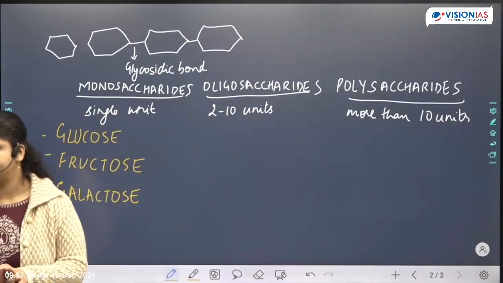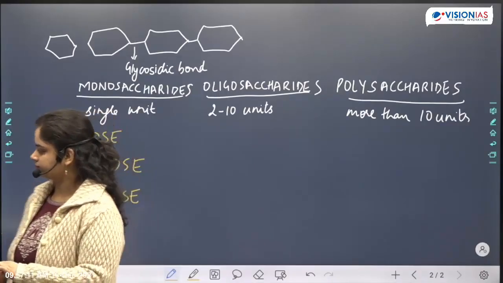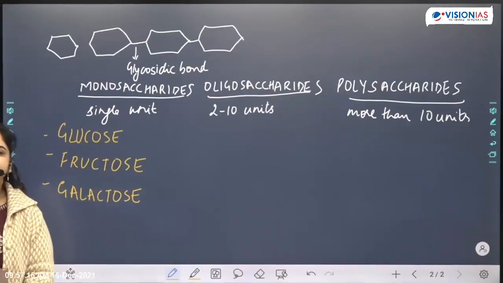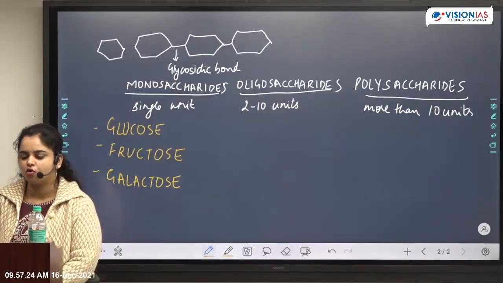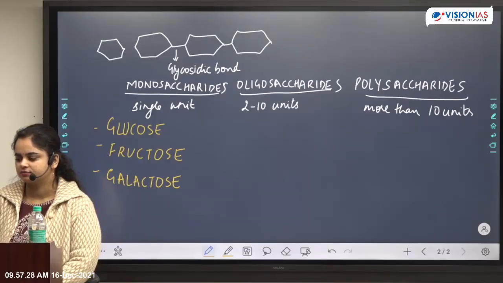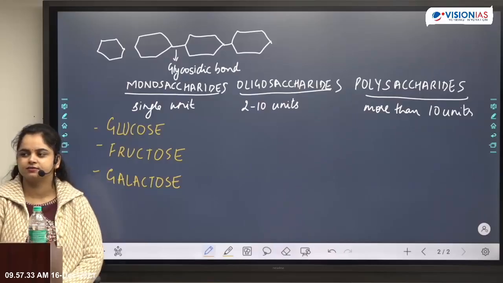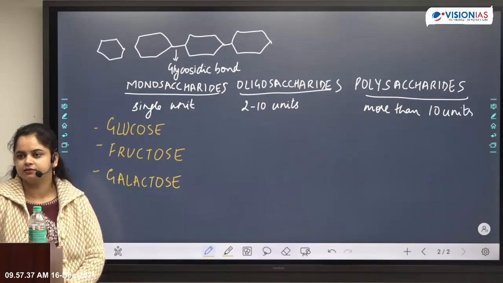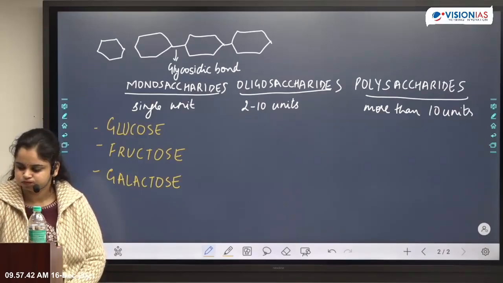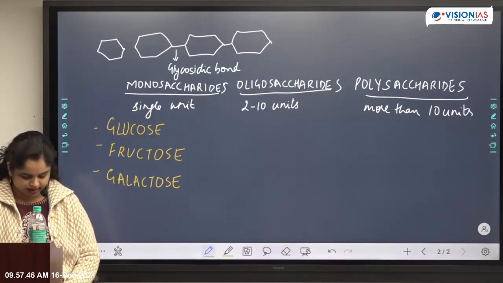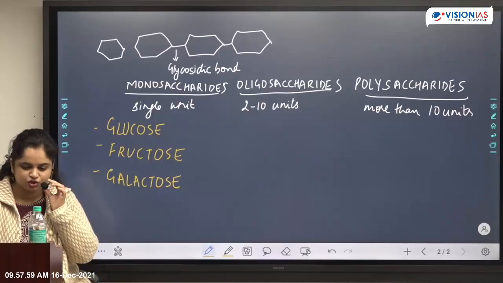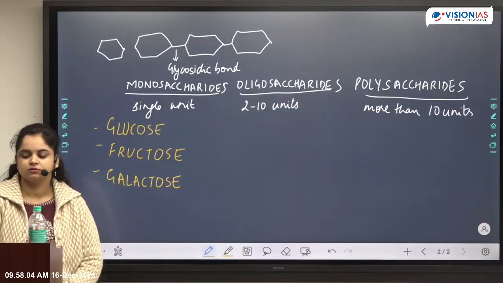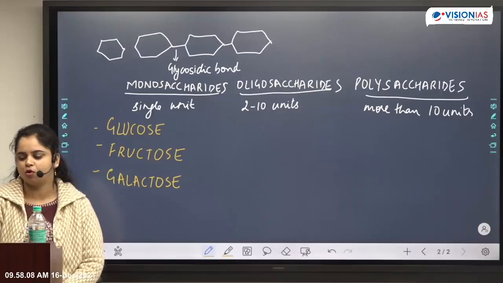Then write down about oligosaccharides. Two to 10 monosaccharide units can join together through glycosidic bonds to form oligosaccharides.